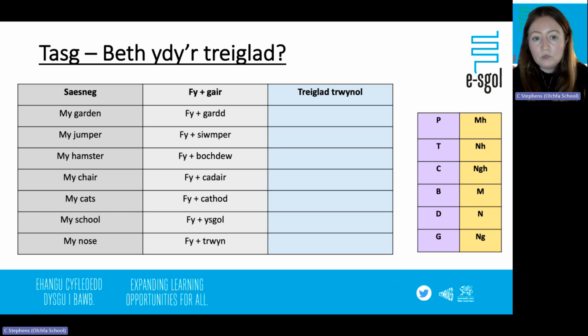So first thing I would suggest you doing is looking at the start of the Welsh letter, the first letter of the Welsh word. So gardd, siwmper, bochdew, cadair, cathod, ysgol, trwyn, and decide, maybe highlight if you're making notes or circle, which ones require the mutation and what letters they change to. And then you can have a go at writing down what the answer is.